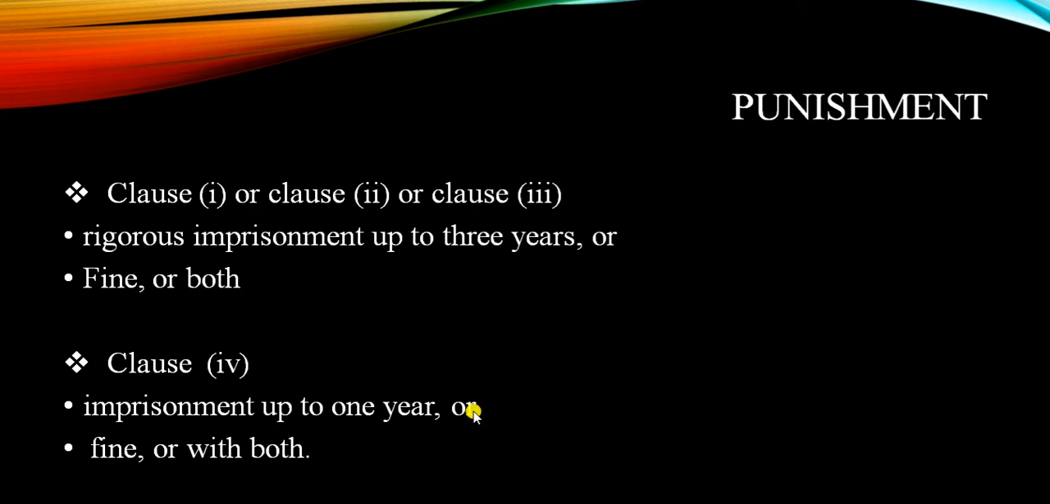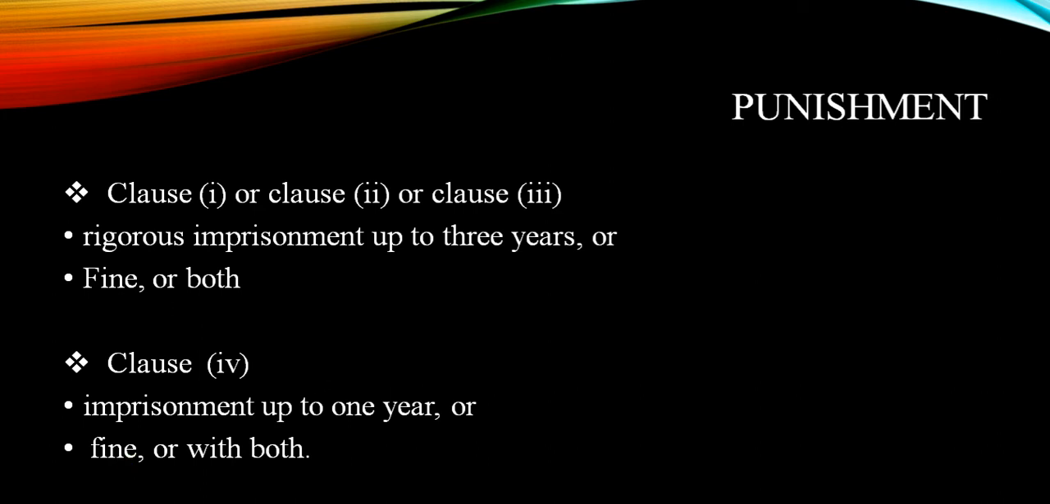Coming to clause 4. Clause 4 talks about sexually colored remarks. So when anybody gives those sexually colored remarks, then the imprisonment is up to 1 year. Again, the term 'up to' is used. It means the maximum punishment is 1 year. The minimum can go to any number of days or months. That is completely up to the discretion of the court. Or fine, or both. Again, 'or' is being used. So any of these two or both can be given for section 354A. So clauses 1, 2, 3 have a different punishment. Clause 4 has a different punishment.